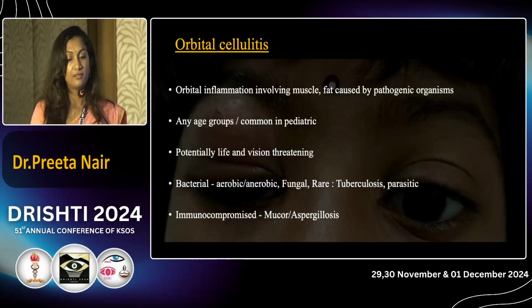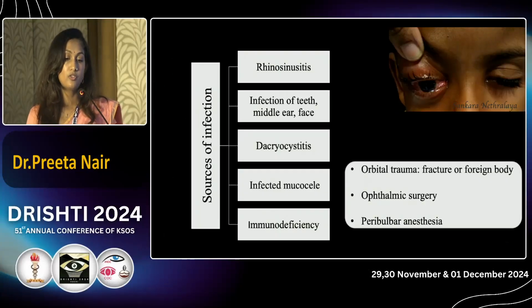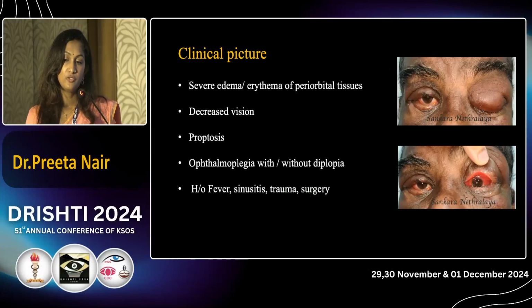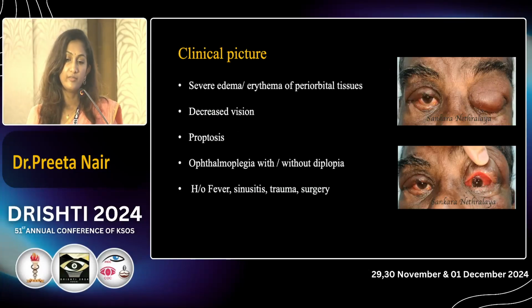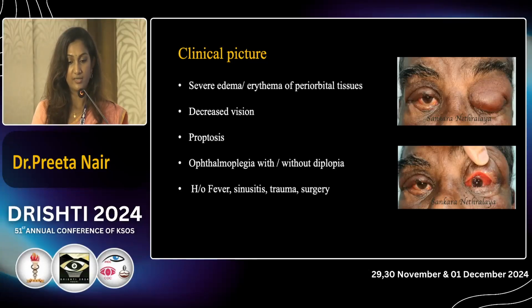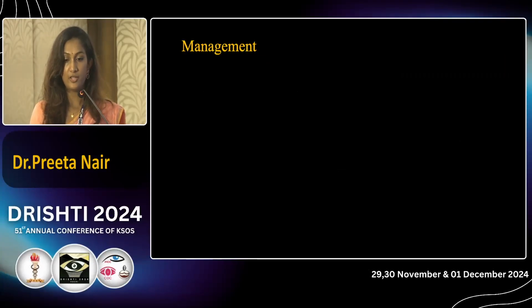Most common pathogens are bacterial, fungal, and rarely tuberculosis and parasitic are also reported. The most common source of infection that we usually see is rhinosinusitis. Patients usually present with severe periorbital edema with painful proptosis, ophthalmoplegia and decrease in vision. They also have associated signs and symptoms of fever, sinusitis, trauma, and surgery.